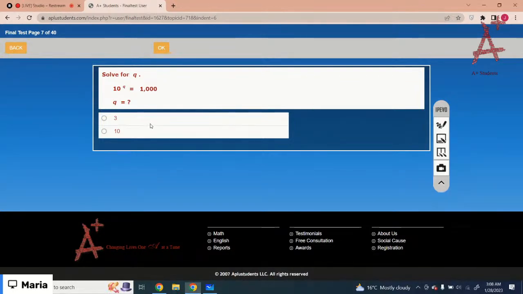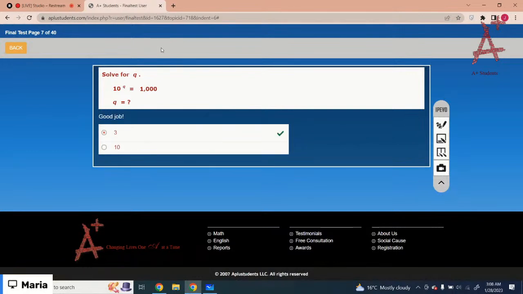Just select the correct option and click on the OK button.